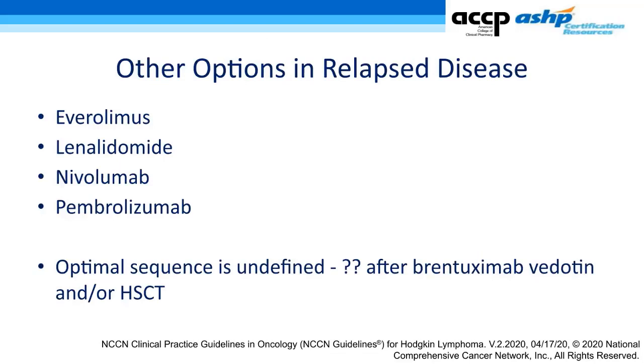For the unfortunate patient who still needs therapy for relapsed disease, we have some oral agents as well as some checkpoint inhibitors, but the optimal sequence of these agents is undefined. I have some more information about this in your handout, but there may be a greater incidence of pulmonary toxicity with the checkpoint inhibitors, so the choice here is certainly not standardized.